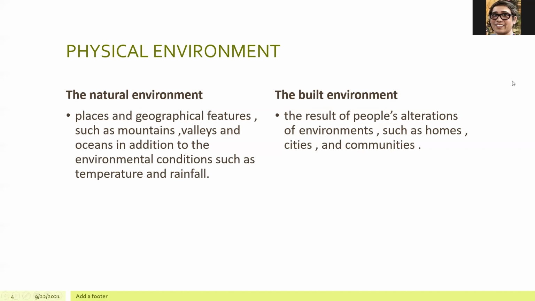So the built environment is the buildings, the cities, the barrios, the towns, the habitats of people, the churches, the public buildings, those are the built environment. Even the landscapings that we create or we design are part of the built environment.